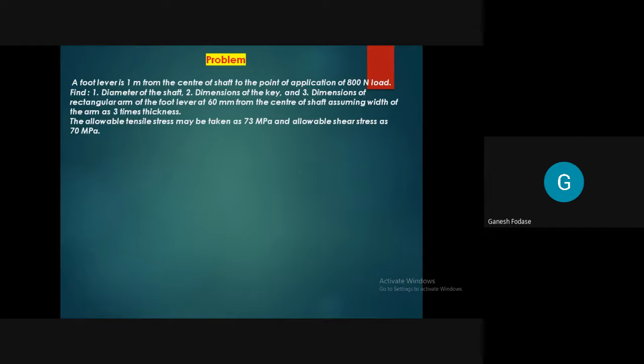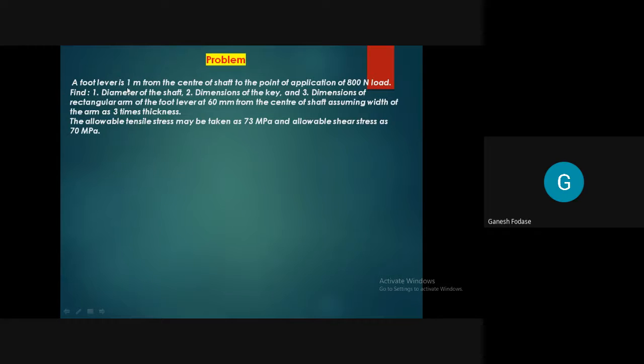So we start with the design of a foot lever. As I told you, the design of foot lever and hand lever is the same. The only difference is the application of load. So this is our numerical statement, our statement of the problem.